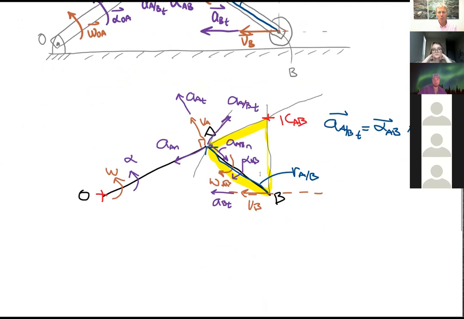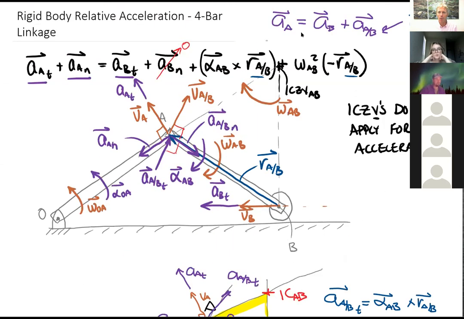Yeah, and noting that if we flipped around our original equation up here and we went with B is equal to A plus B slash A, we would flip this R vector in the opposite direction. The tangential and normal accelerations would then come out of B. That normal would go back up toward point A, and this tangential is going to be in the opposite direction, because at that point, again, it's alpha crossed R. Alpha is still into the screen. Now your R vector goes down towards point B, and you end up with your thumb coming down to the left.